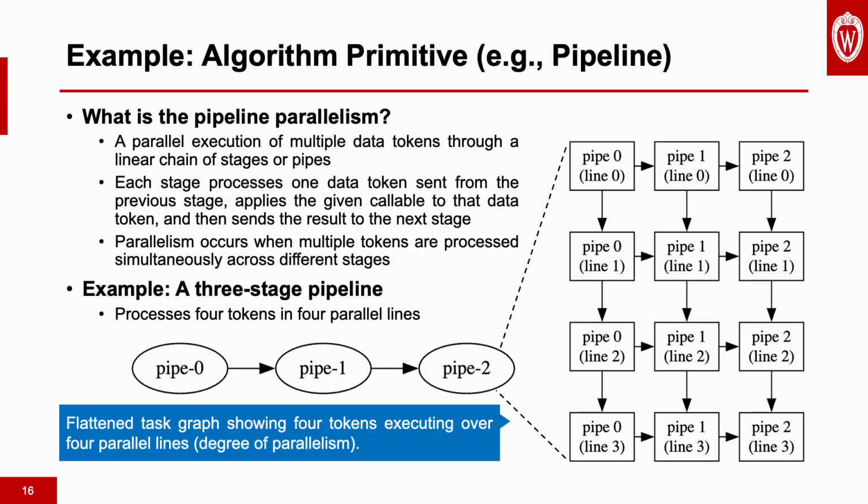On the right-hand side is the flattened task graph, where the maximum parallelism happens on the diagonal direction. When the first token moves to pipe 2, the second token can move to pipe 1, and the third token can start in pipe 0. That is the pipeline parallelism.